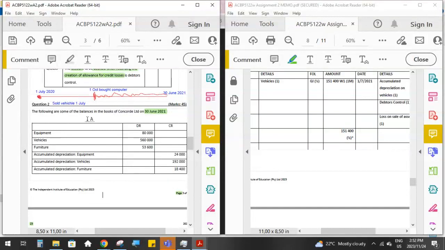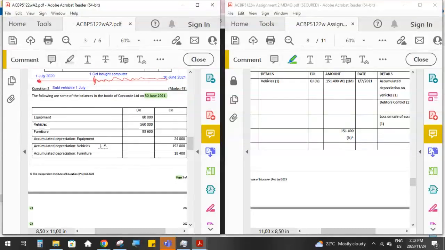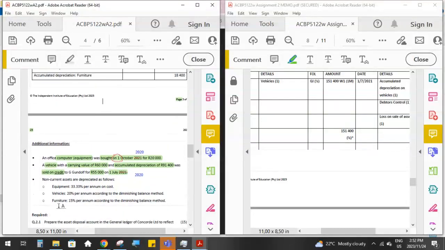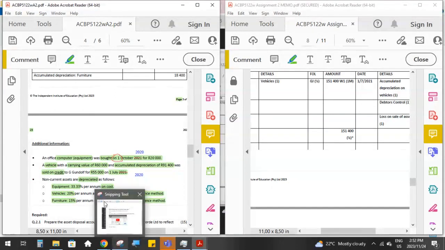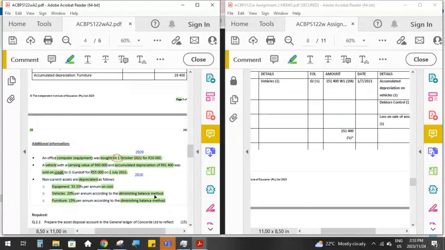I just hope that these dates are correct. Okay, everybody got that. And then non-current assets are depreciated as follows. So they have to give us our depreciation rates. Equipment is 33.33% on cost. Vehicles is 20% diminishing balance method. And furniture is 15% diminishing balance method. Okay, so make sure you know the difference between your calculations for these two methods so that you don't get muddled up on exam day.